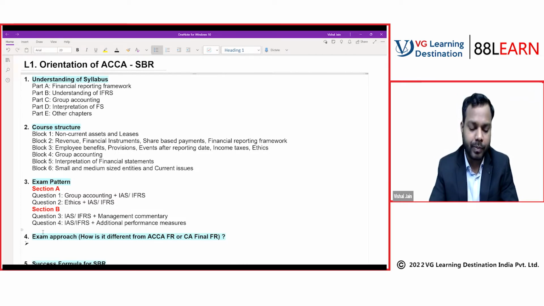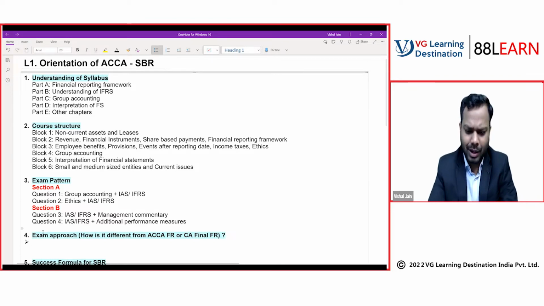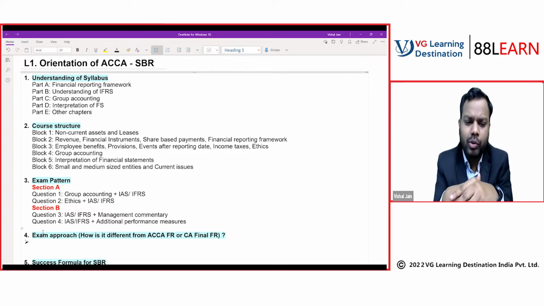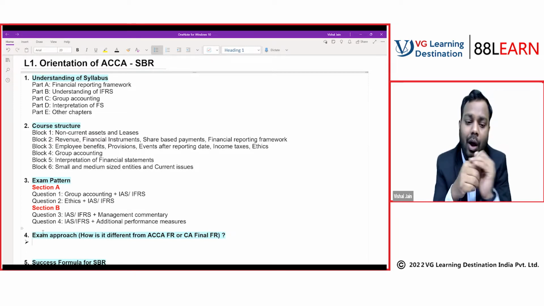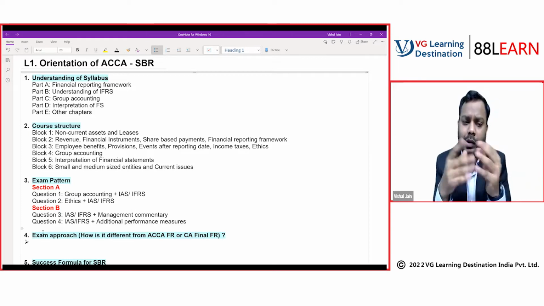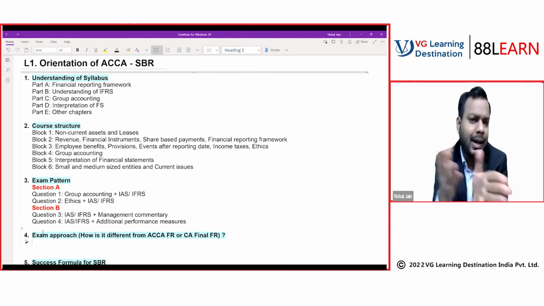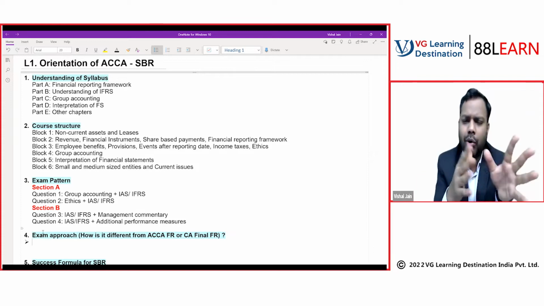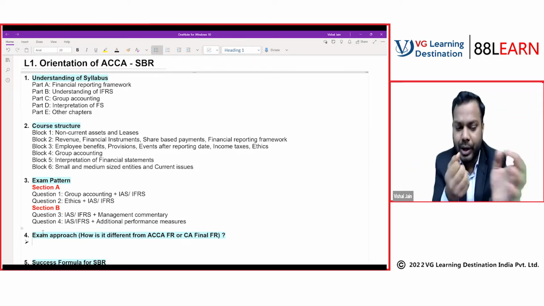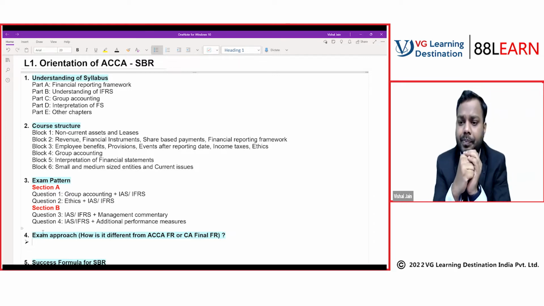Okay. Now, exam approach. Guys, when we are discussing the exam approach, you must understand how SBR, Strategic Business Reporting, is different from ACCA financial reporting or CA financial reporting. Anyone has an answer? In ACCA FR we also studied IFRS. In CA Final we studied Ind AS, which was converged from IFRS as well. So more or less it's IFRS itself. Now, how is it different? Anyone?